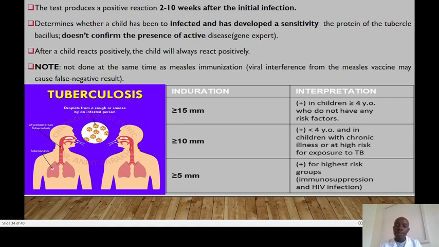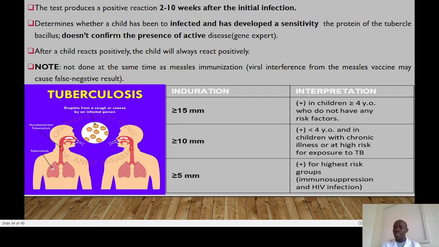So we normally do the PPD test, guys, just to find out whether you have been exposed to this disease, and it normally takes around 2 to 10 weeks after initial infection, right? So we just want to determine whether you have been infected and if you have developed sensitivity to this protein, the tuberculous bacillus. So remember, this test does not confirm if you have TB, all right? We just want to see if you have been exposed.